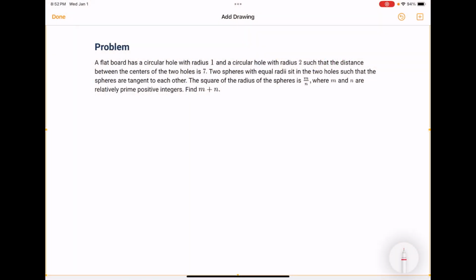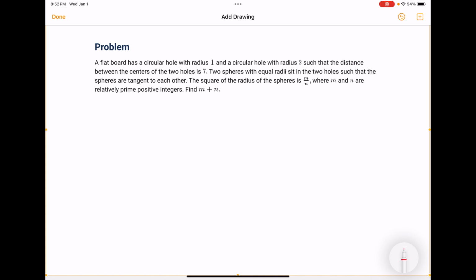The problem states a flat board has a circular hole with radius 1 and a circular hole with radius 2, such that the distance between the centers of the two holes is 7. Two spheres of equal radii sit in the two holes, such that the spheres are tangent to each other. The square of the radius of the spheres is m over n, where m and n are relatively prime positive integers. Find m plus n.